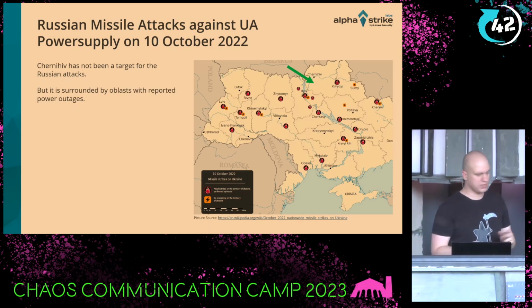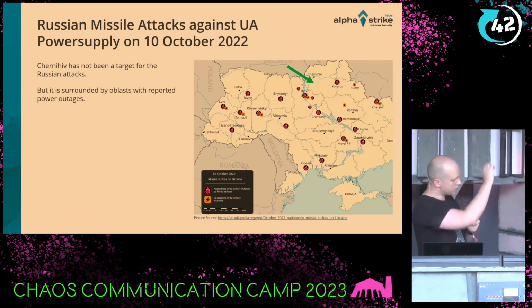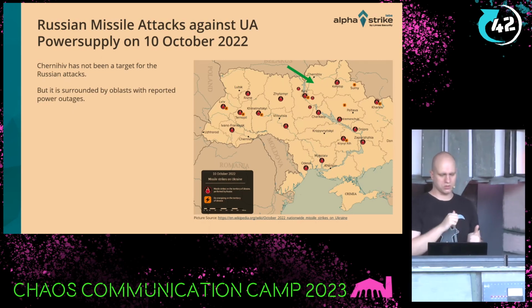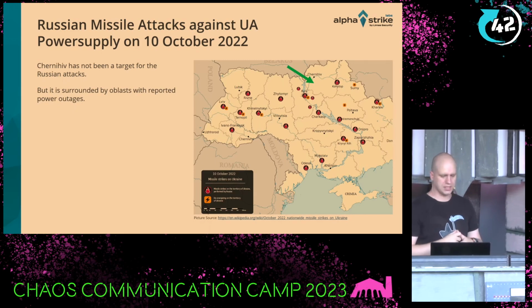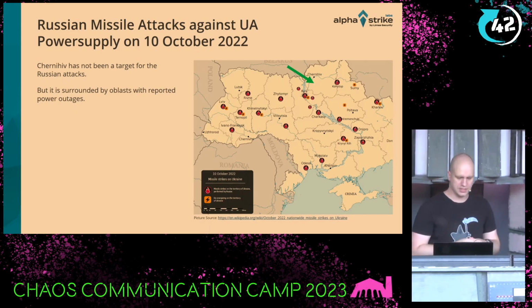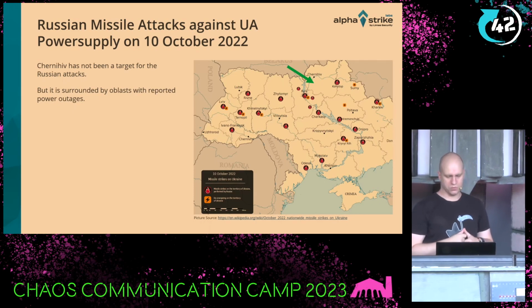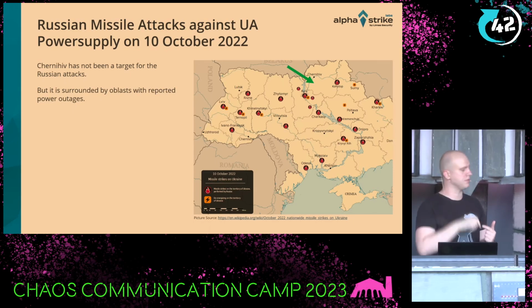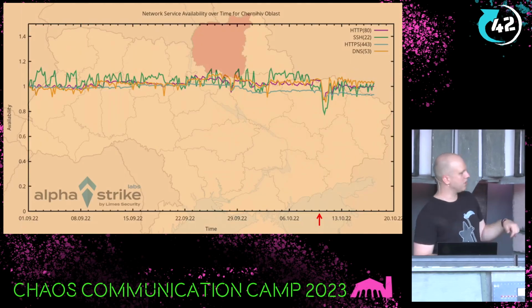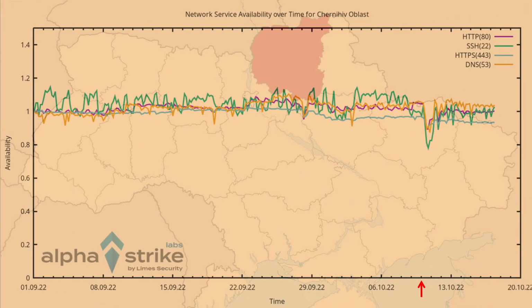So for instance, here we can see on the map Chernihiv, which is in the northeast. This is an oblast, like a state of the Ukraine, which did not get directly hit and also received no power outage, but all surrounding oblasts of Chernihiv have received power outages. And we can also see this in the data on the right side. You can see a small drop, which is the drop we can see for Chernihiv, because all the border regions also received a power loss.